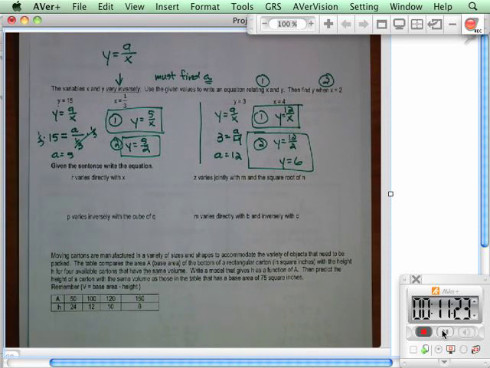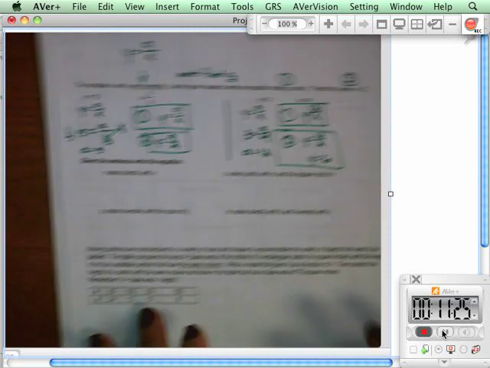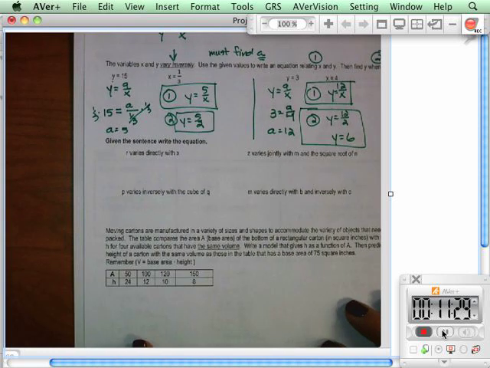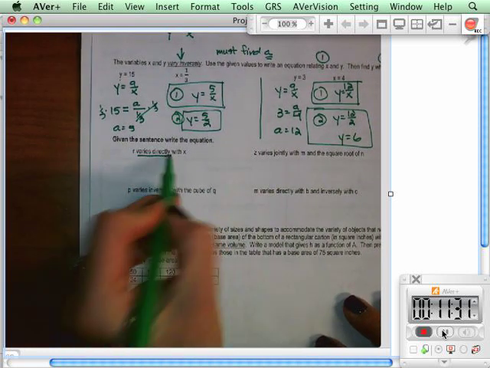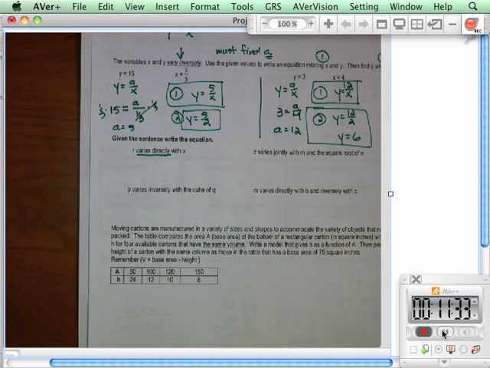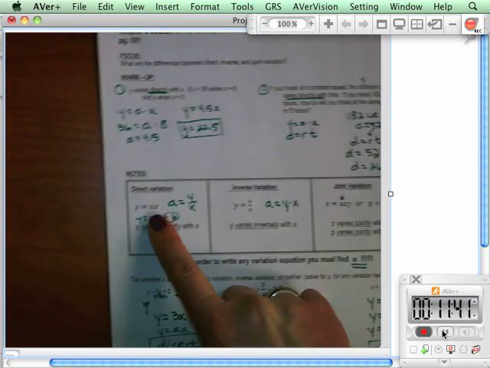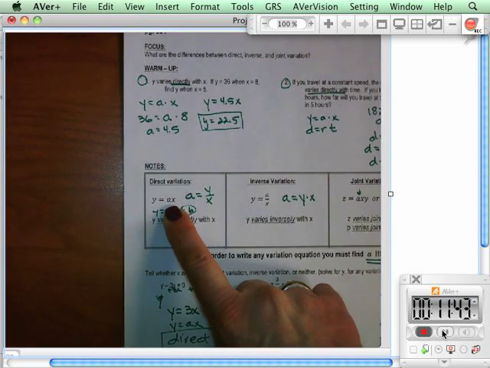Okay. So, let's do this. Given the sentence, write the equation. R varies directly with x. Okay, so I'm going to have an equation with a bunch of variables. I don't have any numbers. So I go back and I say, well, this is a direct variation equation.